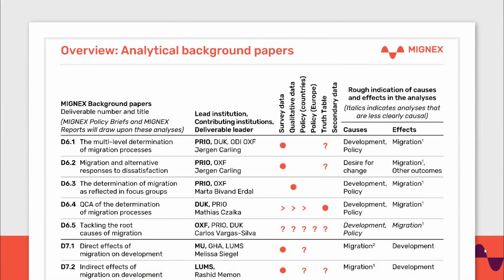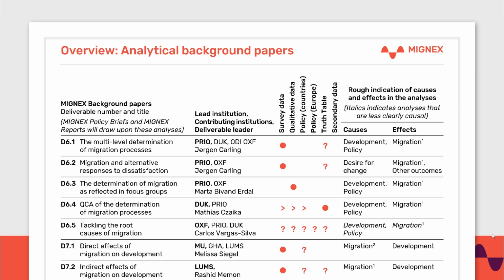So the idea with the first sheet has been to use the background papers to guide the planning of the analysis, because all the analysis that we're going to do is going to take part in the background papers. And then policy briefs and reports will draw upon the analysis in the background papers. So the first column shows the deliverable number and the preliminary title. The second column shows which institution is responsible, which institutions contribute, and who is the responsible person for each of the background papers. Then the 6 columns with the red symbols show the probable use of data.